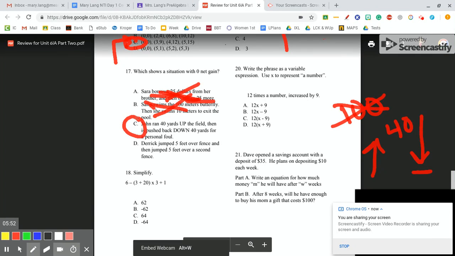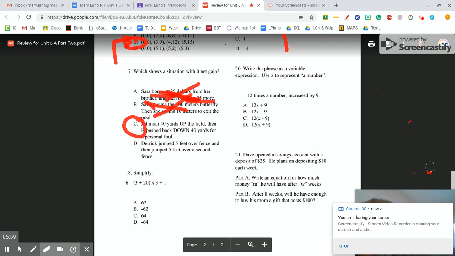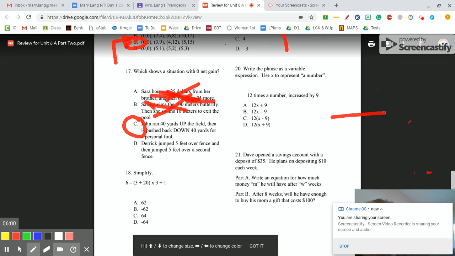D says he jumped 5 feet over a fence. So he jumped 5 feet. And then he jumped over a second one, so he went 5 more feet. So that's going to get me a 10, so that's not a 0. So it's going to be C.